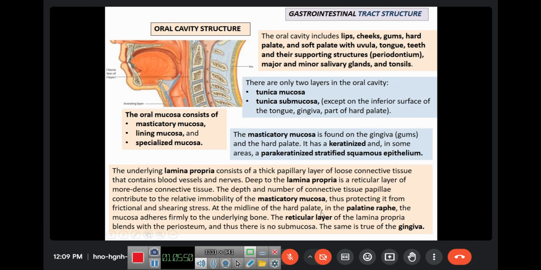At the midline of the hard palate, which is called palatine raphe, the mucosa adheres firmly to underlying bone, and the reticular layer of lamina propria mucosae contains usually thick bundles of collagen fibers, which go towards the periosteum of the bone or to the muscle layer in such areas as lips and cheeks to connect mucosa to underlying more hard tissues.